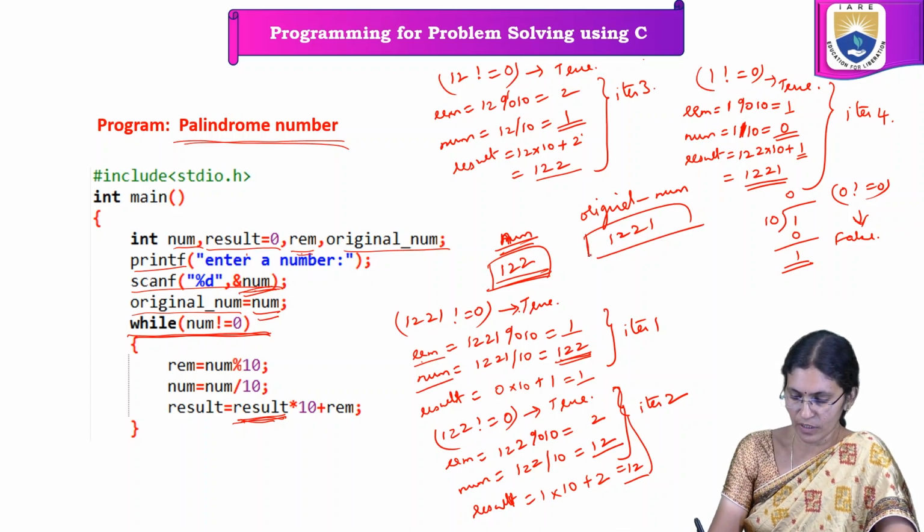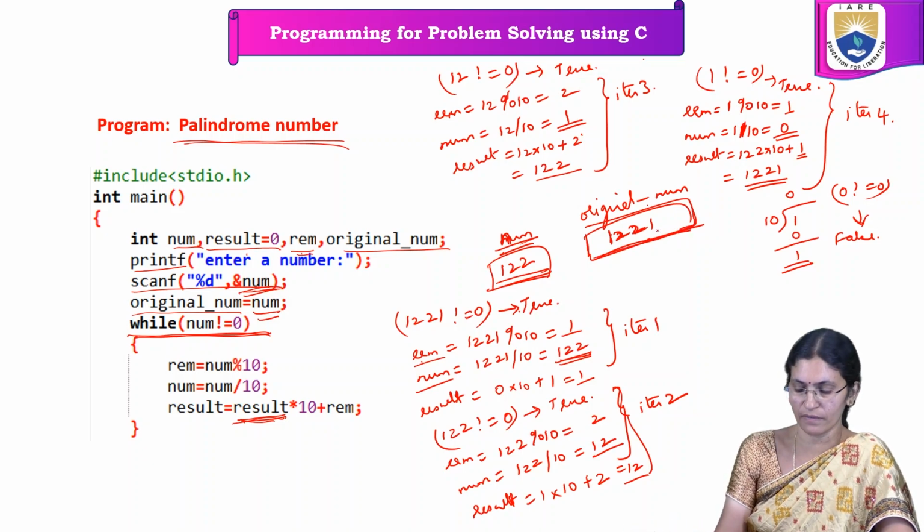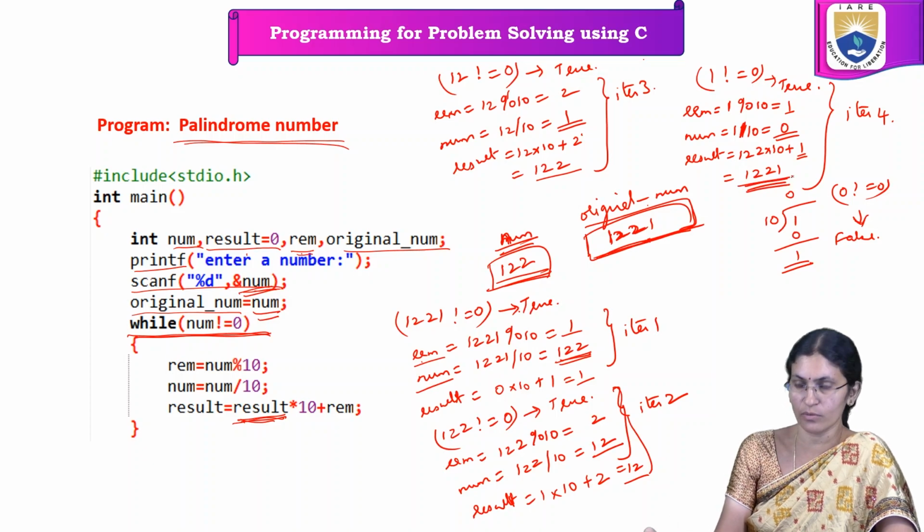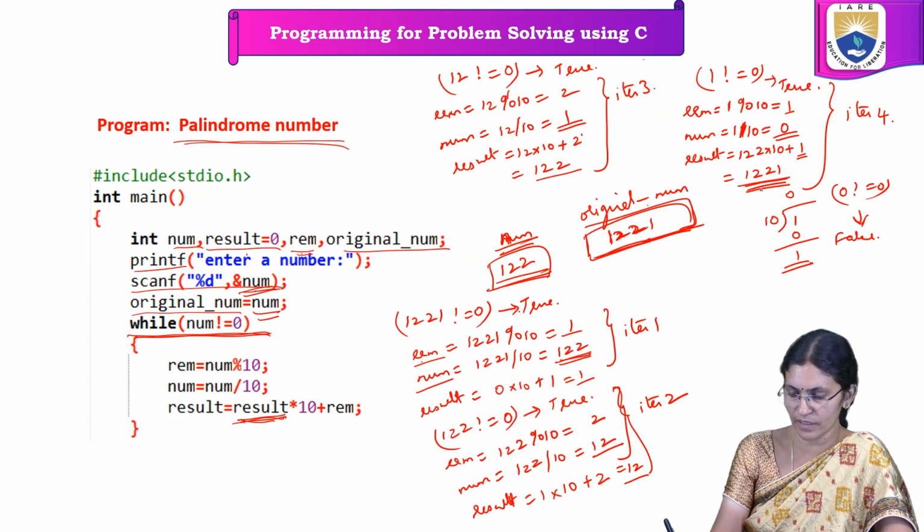So we have taken one more variable, original number. We have assigned to this variable 1221, the input which the user has given. So this number is to be compared with the result value. So what is the value of result here? So the same number you got here. So this number is the result.